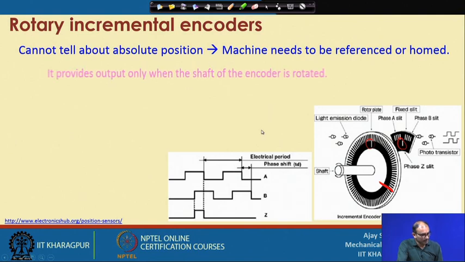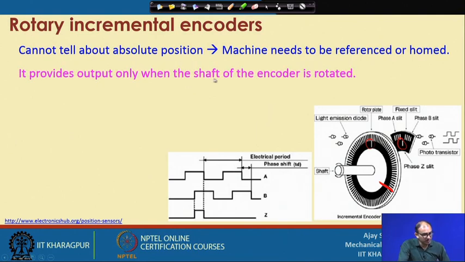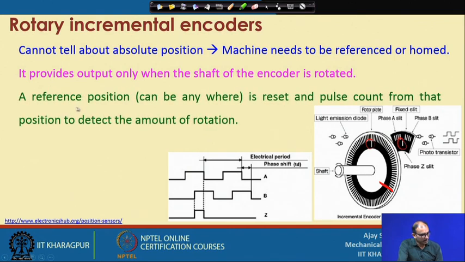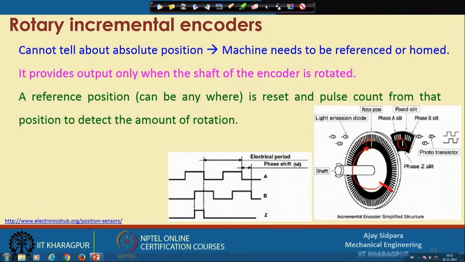Okay. So it provides output only when the shaft of the encoder is rotated. It is obviously correct, because if your shaft is not rotating, you will not get the output. A reference position can be anywhere and is reset, and the pulse count from that position is detected, giving the amount of rotation. So this location will go to that reference location and then it will get the signal. Pulse count will start giving position once it detects this particular Z part.